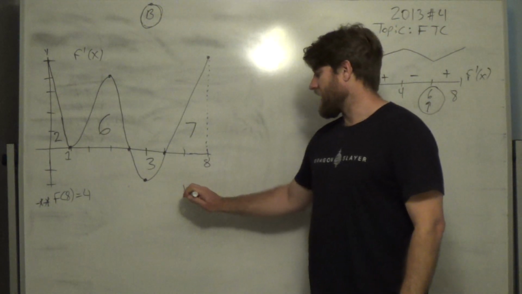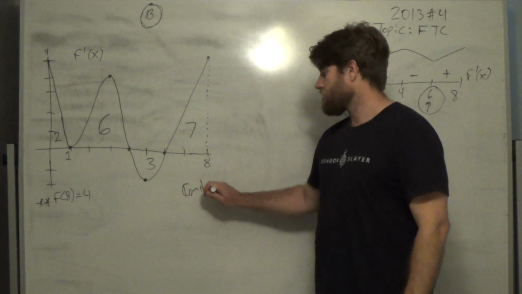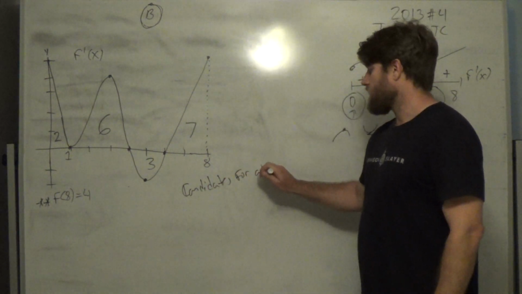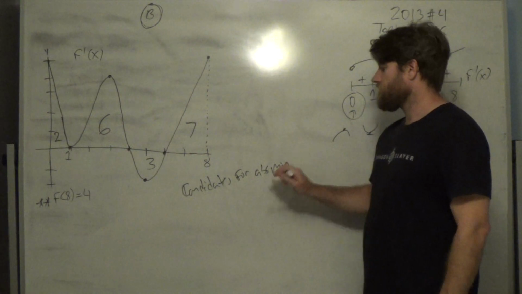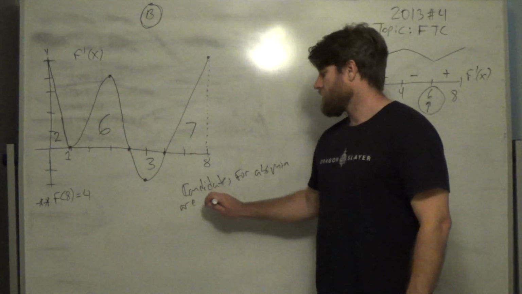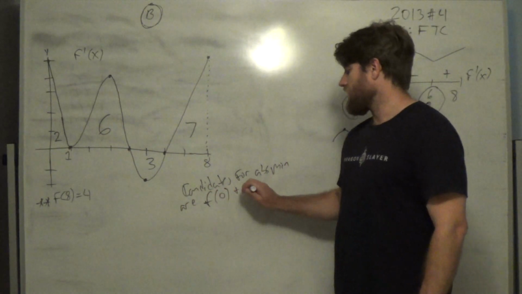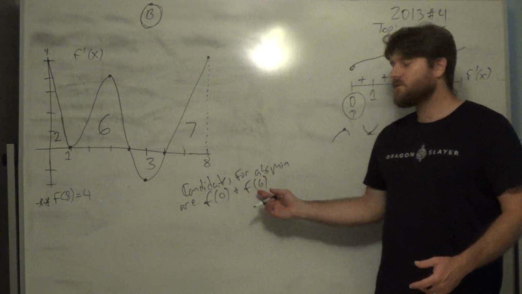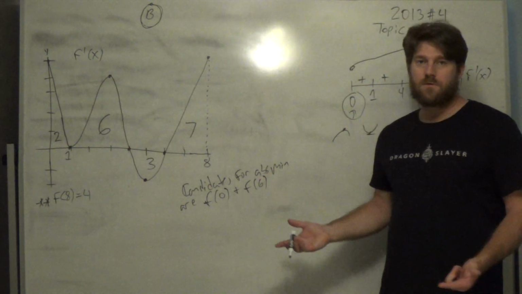So I'm going to list my candidates. Candidates for absolute minimum are f of 0 and f of 6. So if we can find those values, whichever one's lower is the absolute minimum.